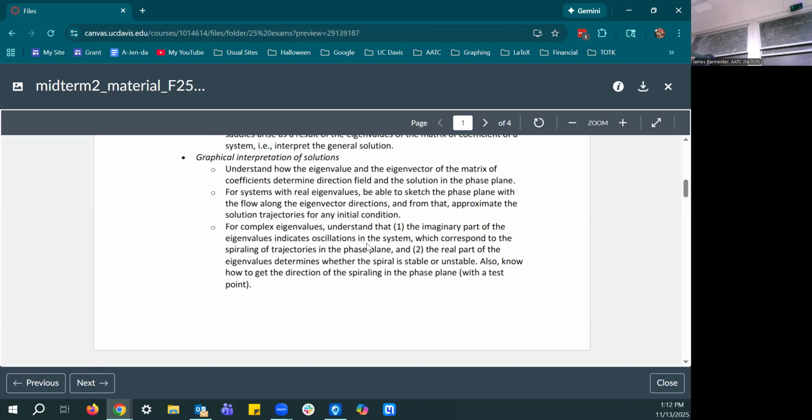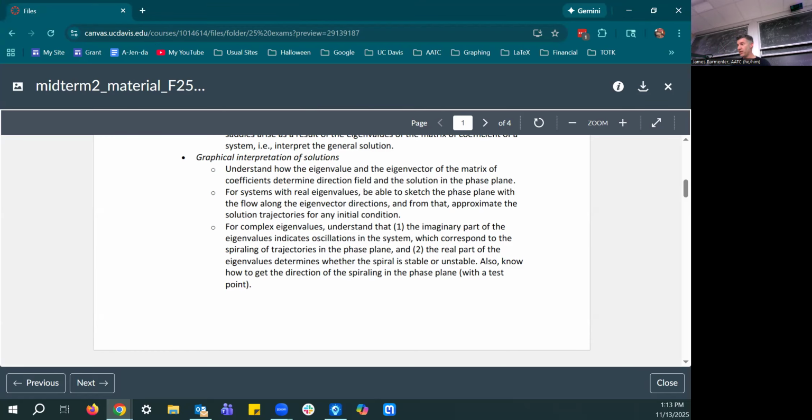For complex eigenvalues, understand that the imaginary part of the eigenvalues indicates oscillations in the system, which corresponds to the spiraling of trajectories. And the real part determines whether the spiral is stable or unstable, and how to get the direction. So here's what I would say about this. You know this as well, and we talked about it, not a lot, but briefly.